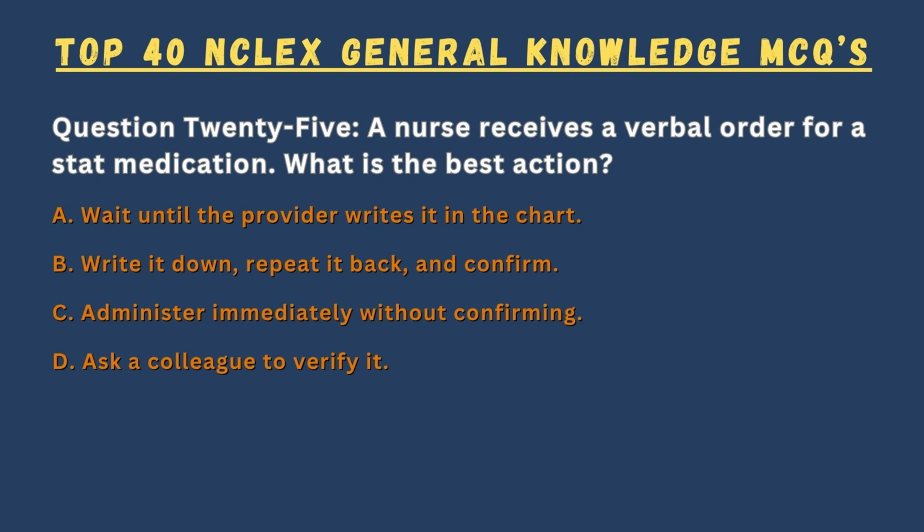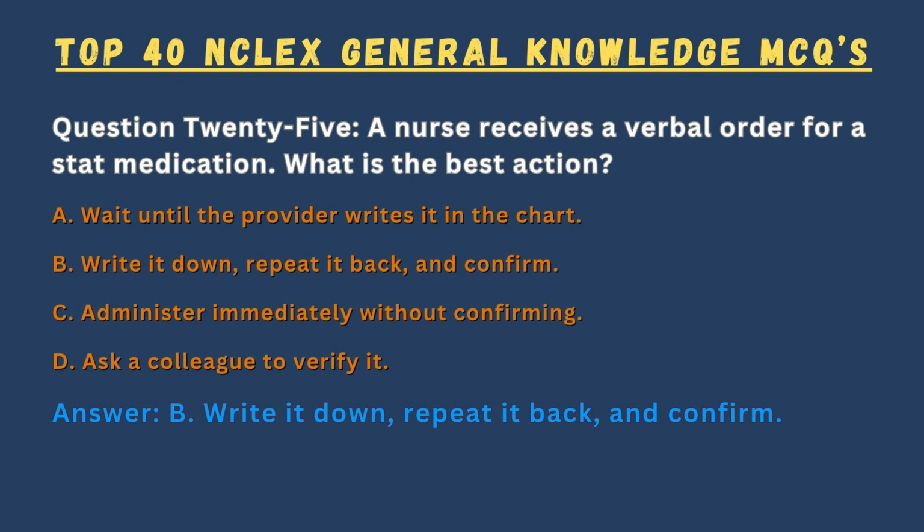Question 25. A nurse receives a verbal order for a stat medication. What is the best action? A. Wait until the provider writes it in the chart. B. Write it down, repeat it back, and confirm. C. Administer immediately without confirming. D. Ask a colleague to verify it. Answer: B. Write it down, repeat it back, and confirm.